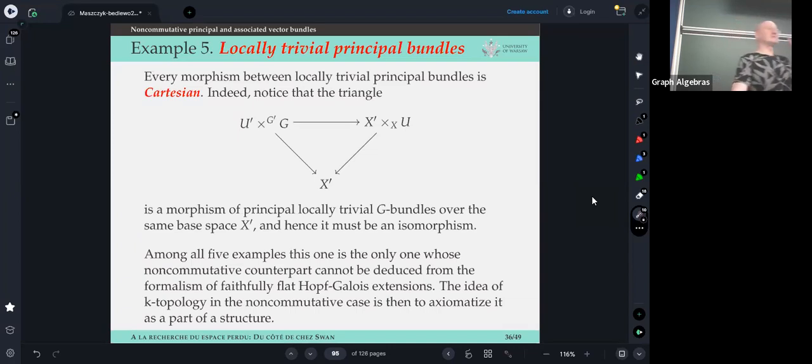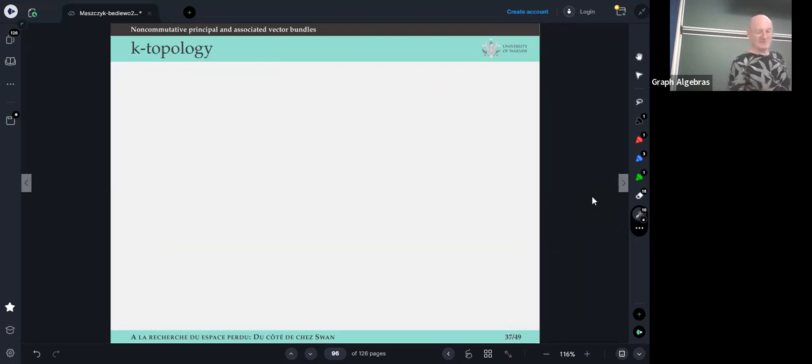Among all these five examples, only the last one cannot be generalized to this non-commutative setting entirely in the language of something called facially flat Hopf-Galois extensions. This last one motivated us to take this as part of the structure and axiomatize it, as a search for a structure in which we could take this as a definition of a Cartesian morphism between non-commutative principal bundles. And this leads to the notion of K-topology.